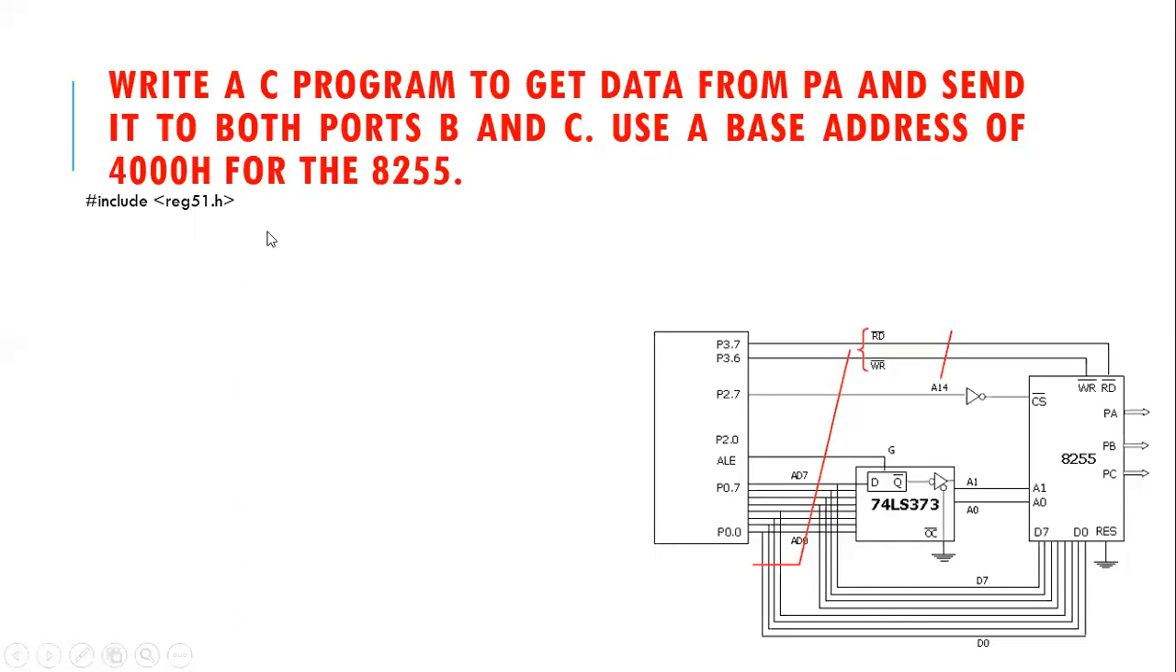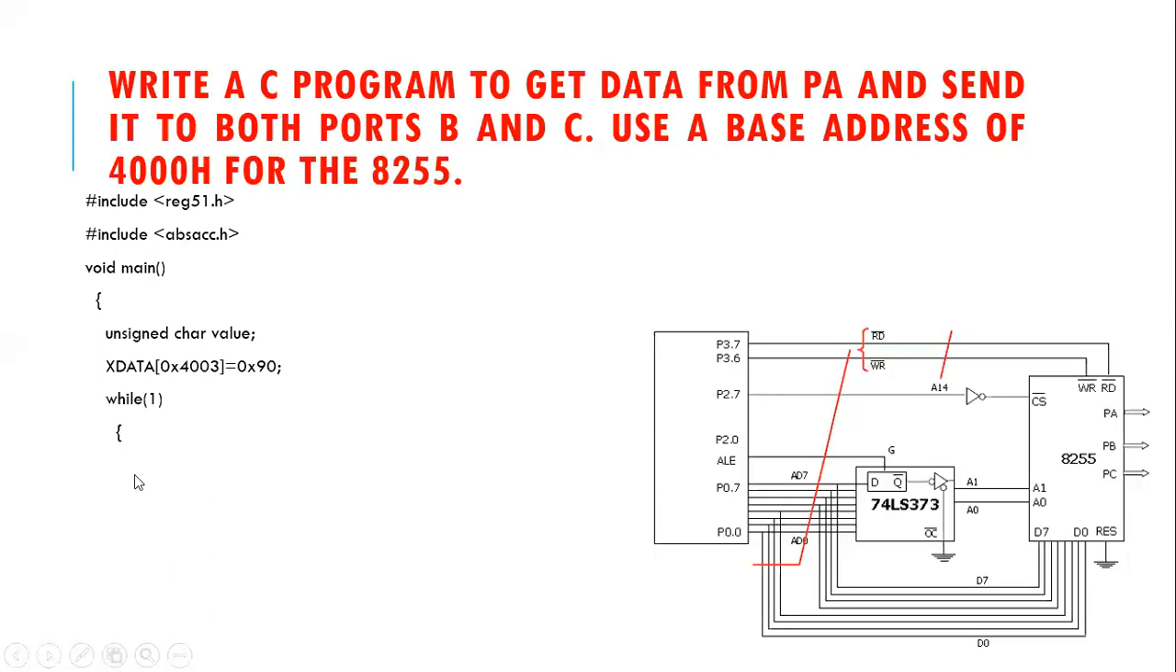Okay, reg51.h, and to have external access we use the header file absacc.h. Then the main program is started. In the main program we have a local variable, a character value. Then the control word we move to the control register that is pointed to by the address 4003.